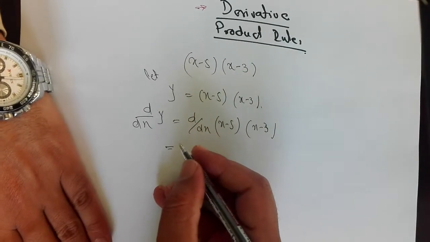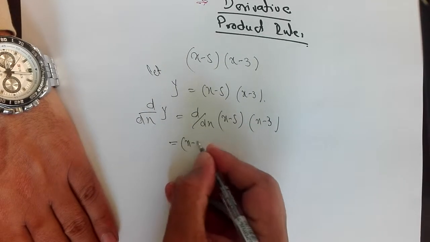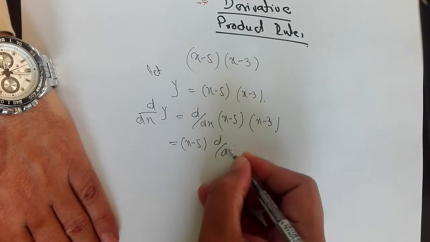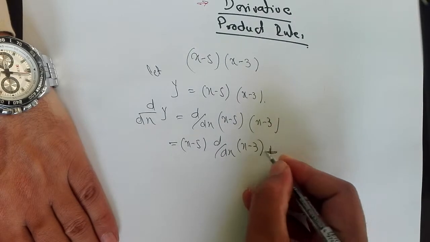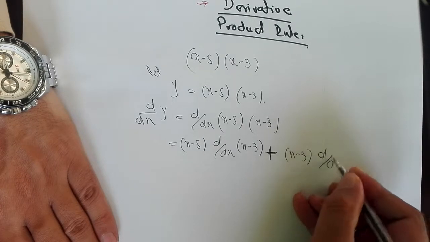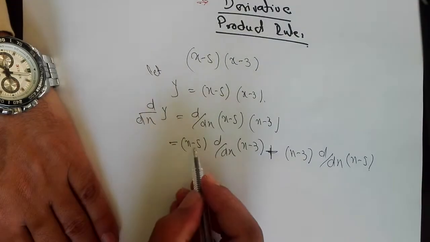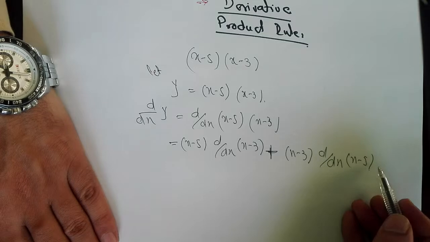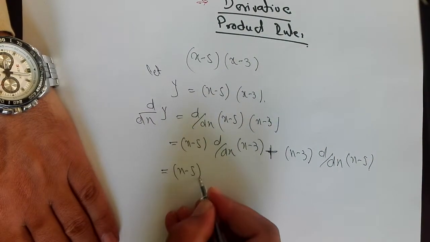What I told you is, first we write the first function the same, x minus 5 is the same, and we take the derivative of the second one, d over dx of x minus 3, and there will be a plus sign. Now we write x minus 3 the same, and we take the derivative of the first function, that is x minus 5. See, the first function is the same, I took the derivative of the second function; the second function is the same, I took the derivative of the first function.